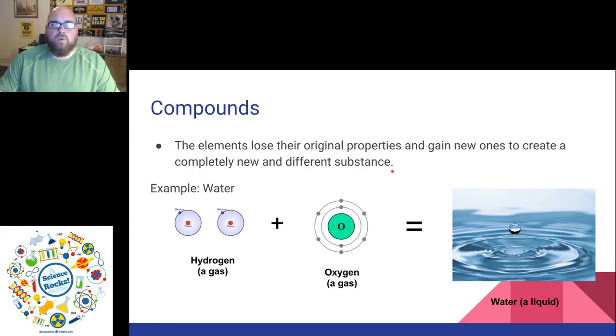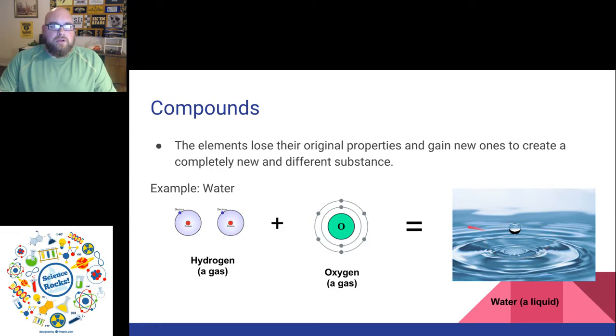So an example could be water. Here we have hydrogen gas. Here's 2 atoms of hydrogen, 1 single proton, 1 electron, giving it the atomic number of 1 on the periodic table. If we add that to oxygen, which has a total of 8 electrons around its nucleus and 8 protons in the center, which gives it the atomic number also of 8, these get combined and we form a new substance called water.